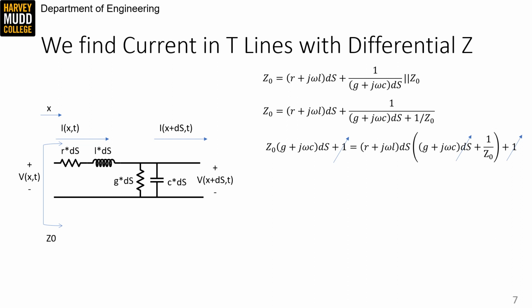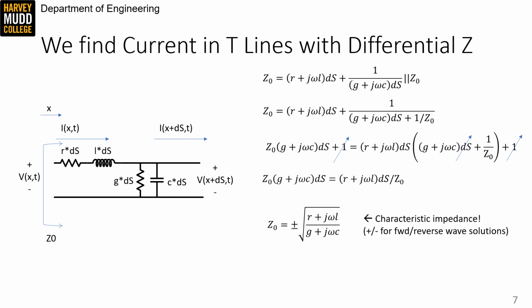We can subtract 1 from both sides, and we can also throw away the first term of the second equation in this sum, because it will wind up being multiplied by ds squared, and a squared differential is too small to care about. So we're left with a much more tractable equation. And we can go through and solve it to find the characteristic impedance, which simplifies nicely when we assume it's lossless.